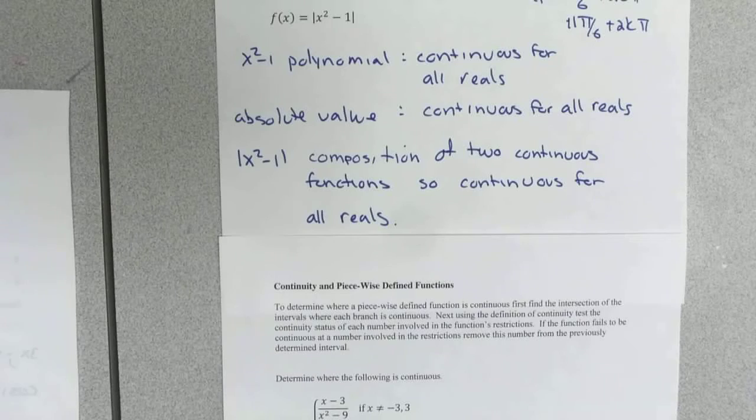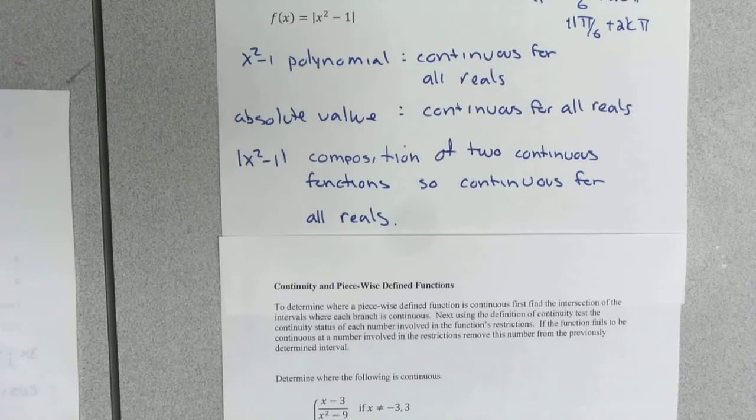To determine where a piecewise defined function is continuous, find first the intersection of the intervals where each branch is continuous. Next, using the definition of continuity, test the continuity status of each number involved in the function's restrictions. If the function fails to be continuous at a number involved in the restrictions, remove this number from the previously defined interval. Okay, so what on earth does that mean?